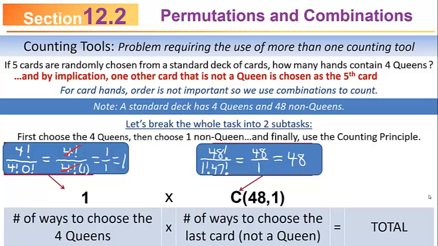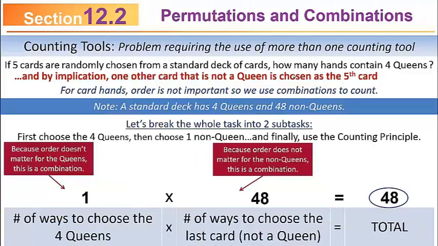And again, I haven't proven this, but it turns out that when you're doing a combination and the right number is a 1, the answer will always be the left number. If you play around with different examples, you can see why that's true. We haven't proven it, but it is. So you end up with a product of 1 times 48, and 1 times 48 is 48. So if 5 cards are randomly chosen from a standard deck of cards, 48 hands contain 4 queens.